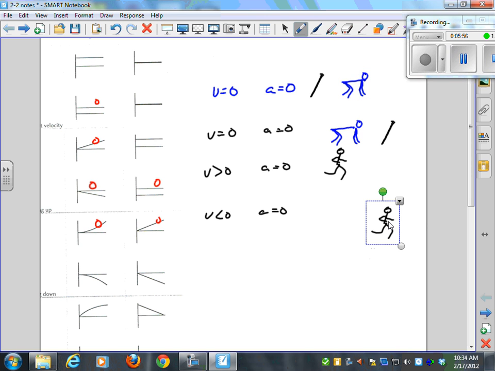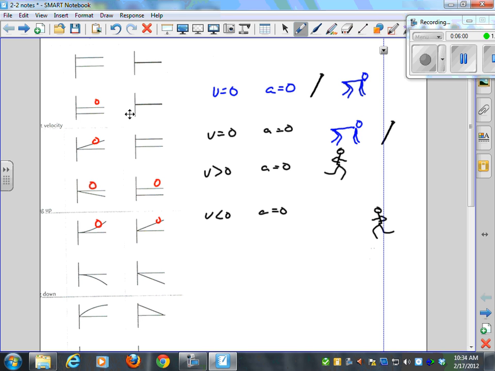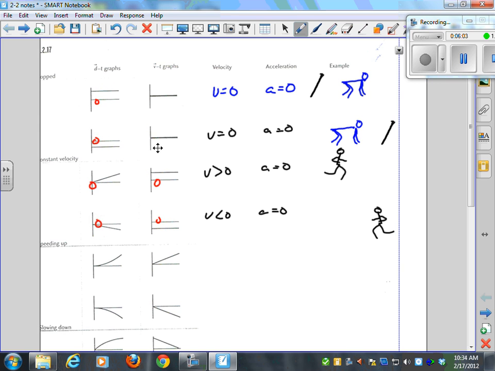Oh, and then I got to flip. Cat. That doesn't help you with getting examples. Yeah.